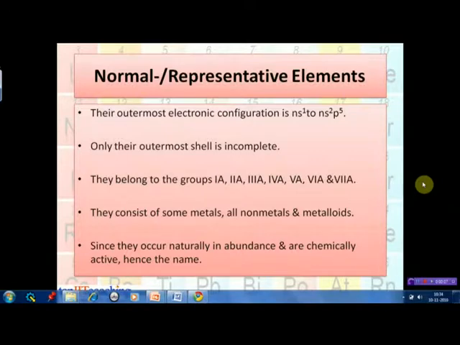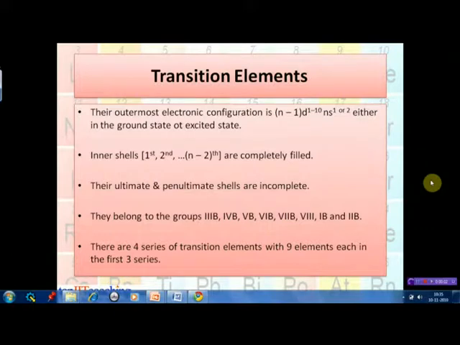The second group proposed by Bohr was normal or representative elements. They belong to the groups 1A, 2A, that is the alkali metals and alkaline earth metals, 3A, 4A, 5A, 6A, and 7A, that is the p block except the noble gases. Their outermost electronic configuration is ns1 to ns2np5. So their outermost shell is incomplete. They consist of metals, non-metals, as well as metalloids. They are found in abundance in nature and are chemically active, hence the name normal or representative elements.